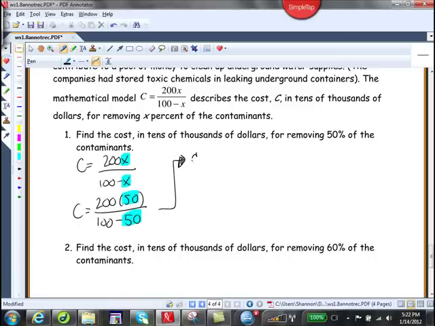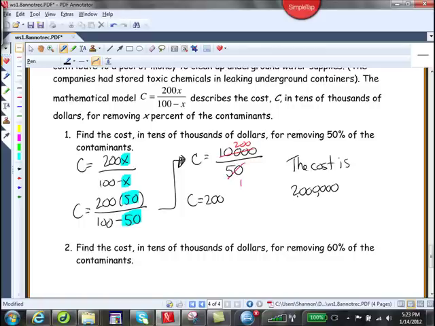So this yields a result of C is equal to, well, we have a 2 times 5, which is 10, and we have 1, 2, 3 zeros. So 10,000 over 50. So we can divide out 50 from each. So we'll get 1 and we'll get 200. So what we found is, now remember, that's in tens of thousands of dollars. So why don't we answer this in words as well? The cost is 200, which is in tens of thousands of dollars. So tens of thousands would be 4 zeros. So the cost is $2 million. Crazy, huh?